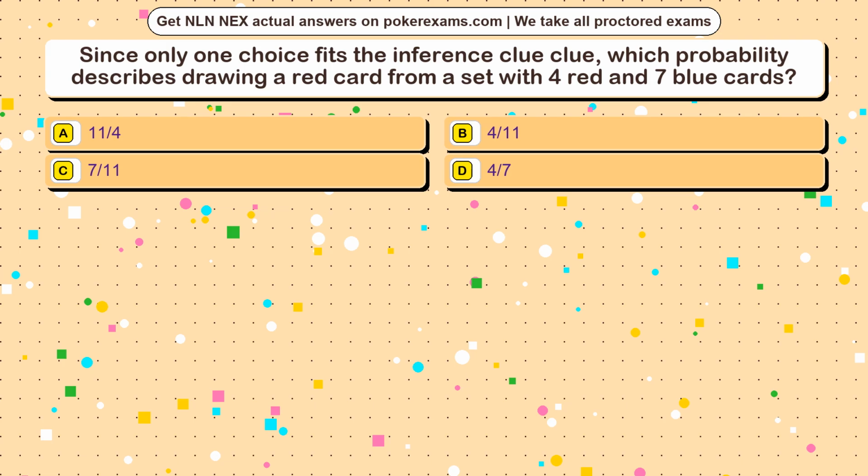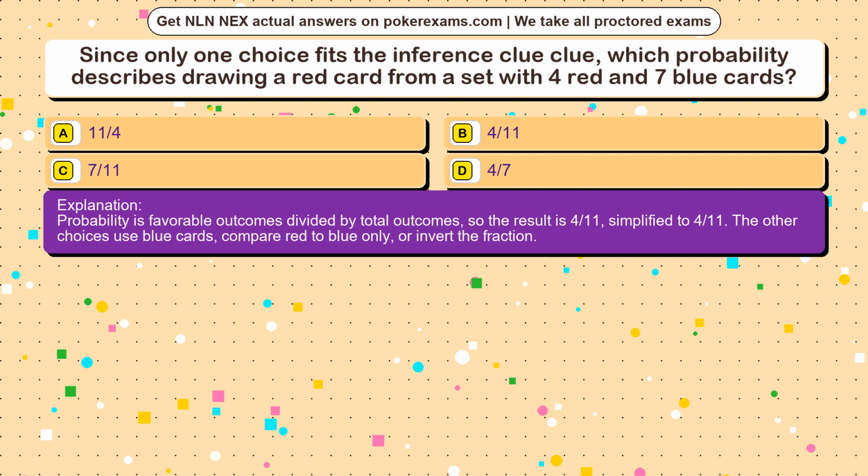The correct answer is option. Probability is favorable outcomes divided by total outcomes, so the result is 4/11, simplified to 4/11. The other choices use blue cards, compare red to blue only, or invert the fraction.